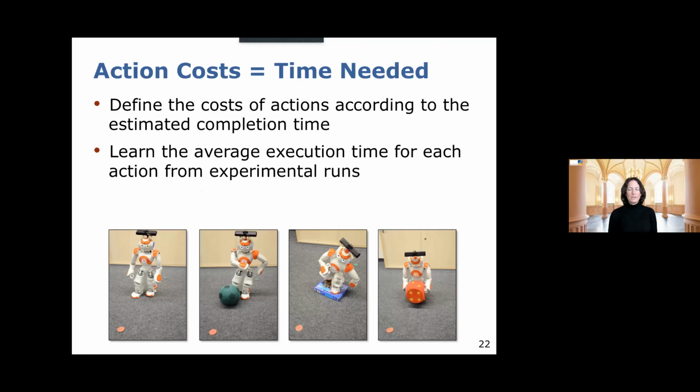As I said, the action costs depend on the time that is needed by the robot to execute the corresponding action. So we define the cost of the actions according to the estimated completion time. For that, we measured the time it took the robot to reach a goal at a certain distance by just walking straight, by kicking away a ball, by stepping onto an object, and by moving aside an object. Based on the average execution times, we define costs for the individual actions.